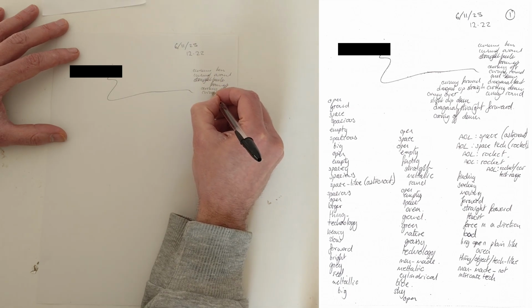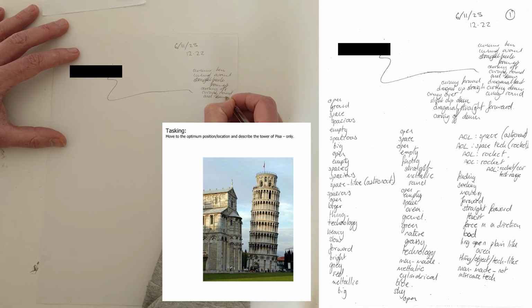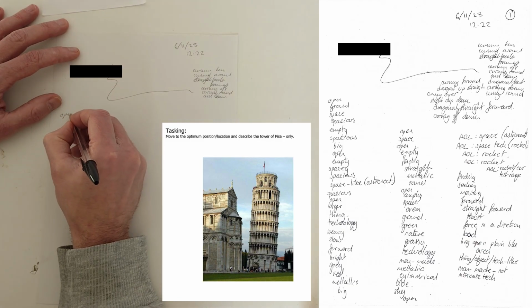Greetings, this is a video analysis of my remote viewing session of the Leaning Tower of Pisa. For this session I'm using a combination of controlled remote viewing and the bullseye method.